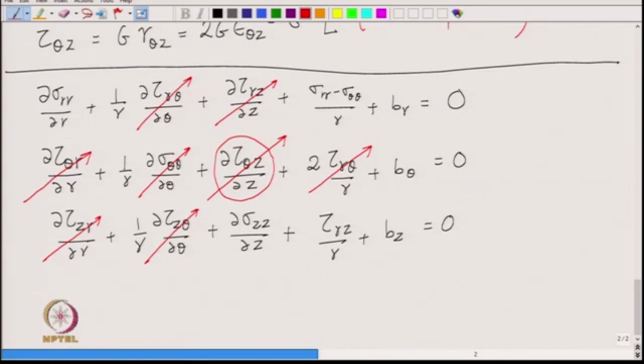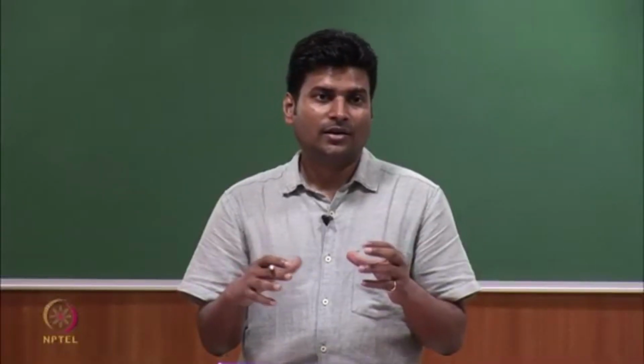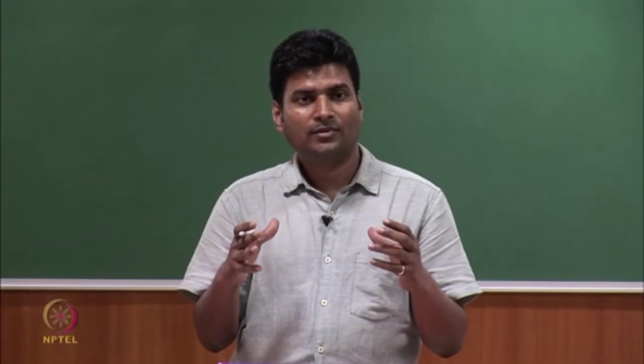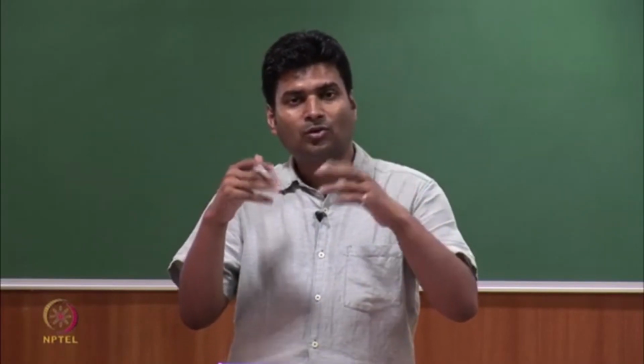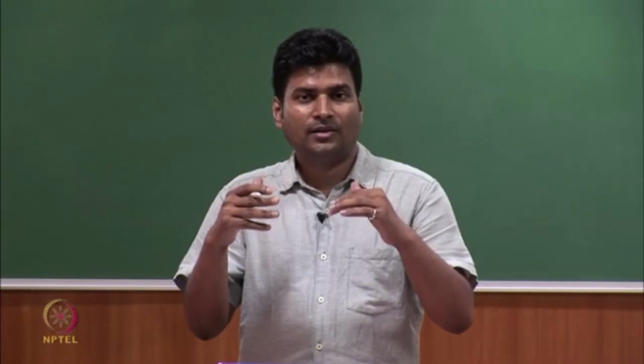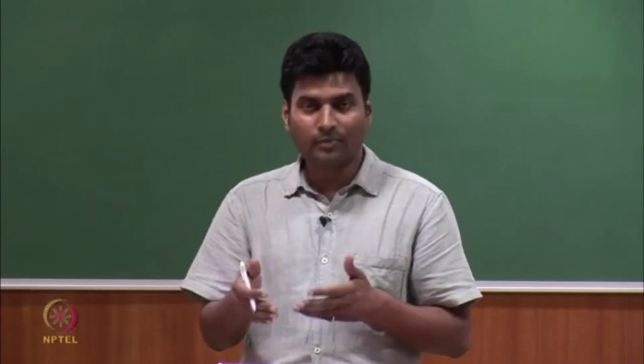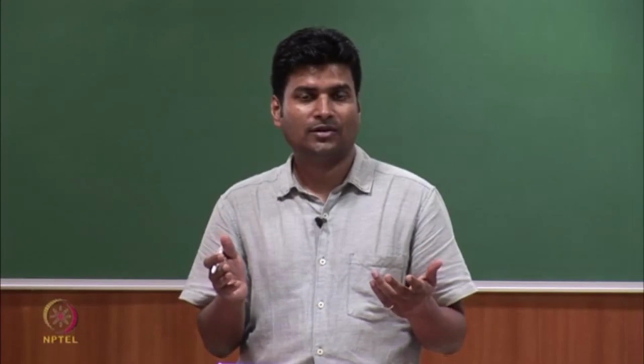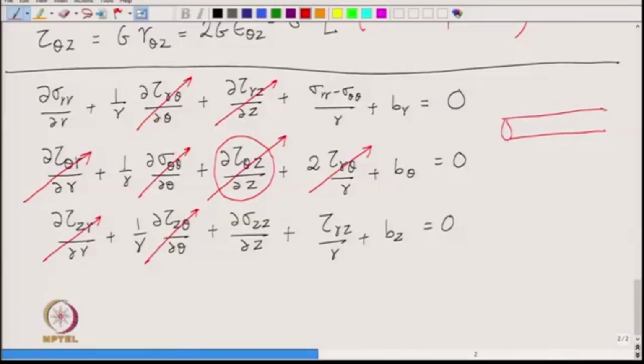Now, let us talk about the body force. What will be B r, B theta, B z? If we have the cylinder, suppose it is in the vacuum or in the free space where there is no gravity or there is no body force, then B r, B theta, B z are simply 0, right. So, let me draw the cylinder. If the cylinder is like this and the gravity is acting downward, then what can we say about B r, B theta and B z?